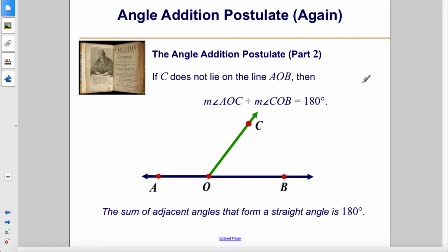The angle addition postulate part 2. If C does not lie on the line AOB, then the measure of angle AOC here plus the measure of angle COB here equals 180 degrees. The sum of adjacent angles that form a straight angle is 180 degrees.